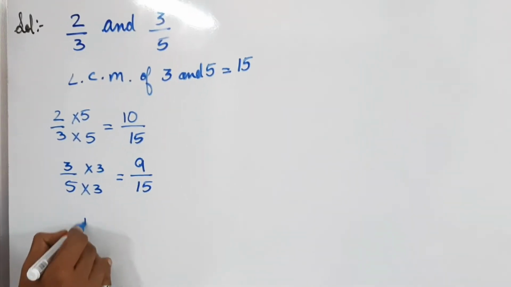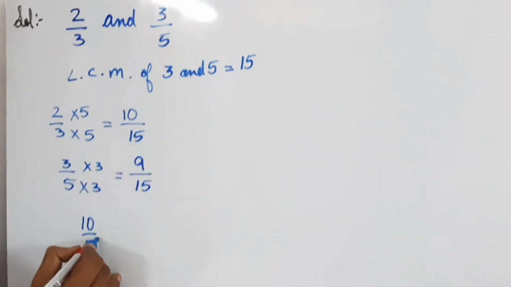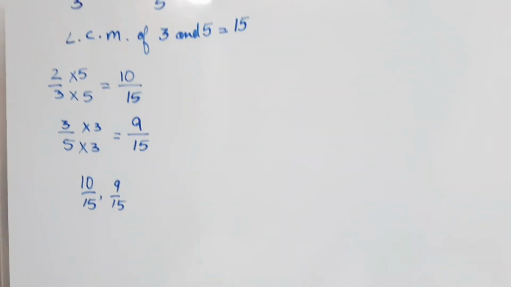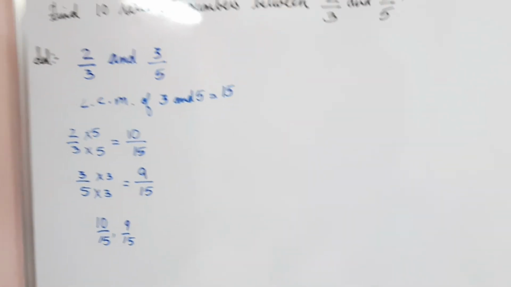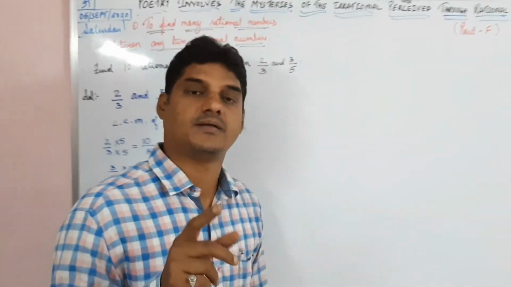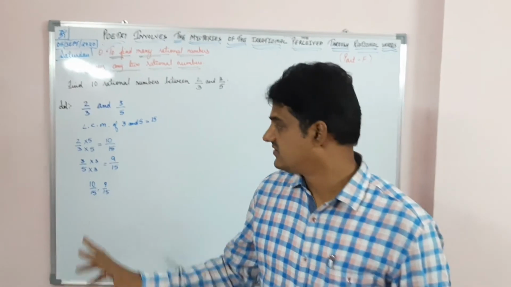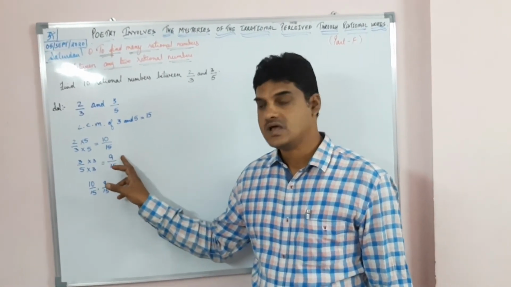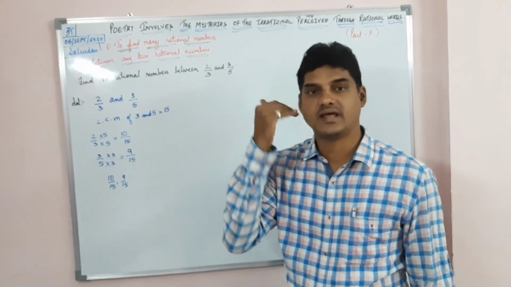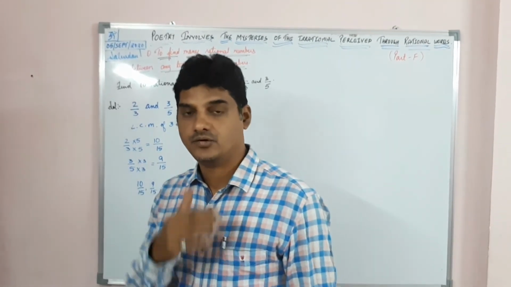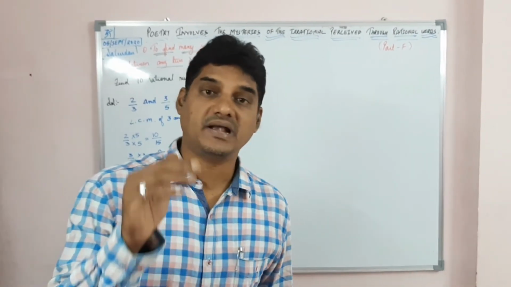So what is the first rational number you got? 10 by 15. And second rational number you got? 9 by 15. No gap at all. Now what you need to do, students? Step 1 is done. We made the denominators equal. Now see the numerators. Now in step 2 you multiply by multiples of 10.